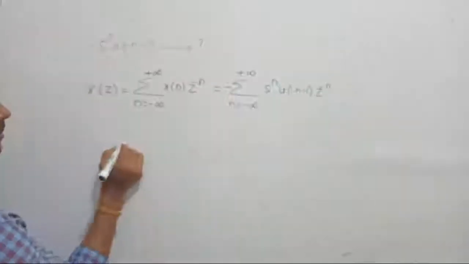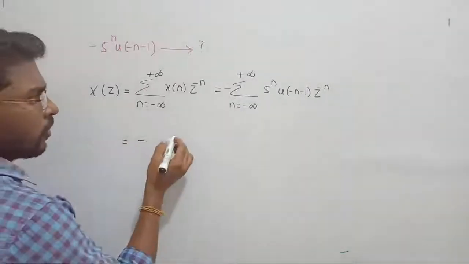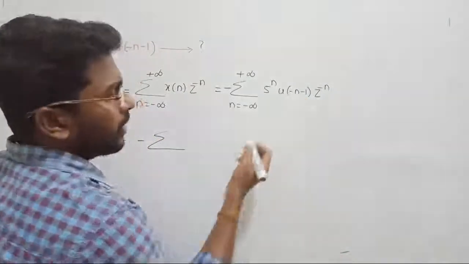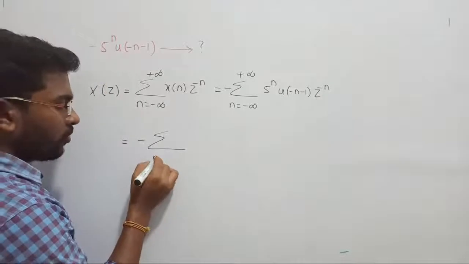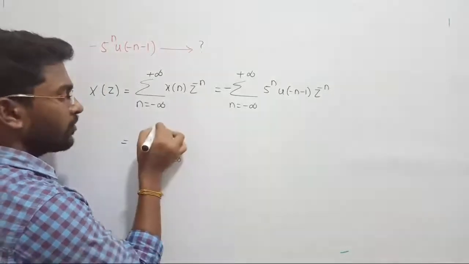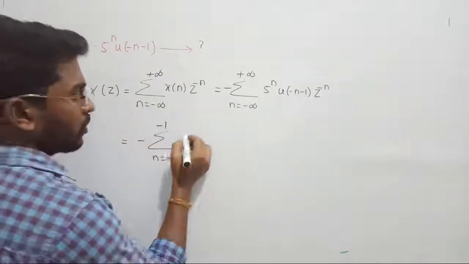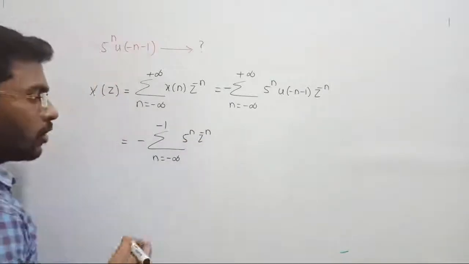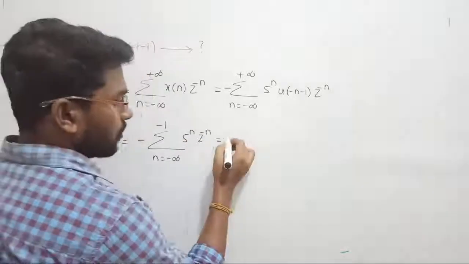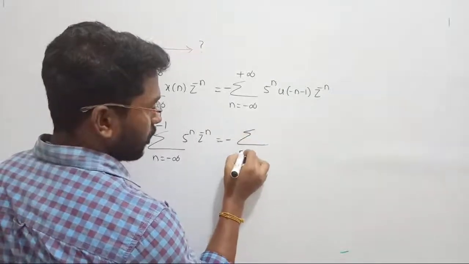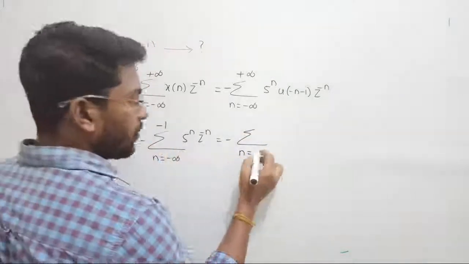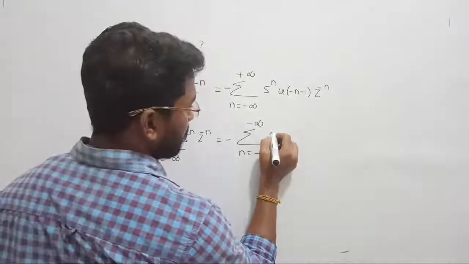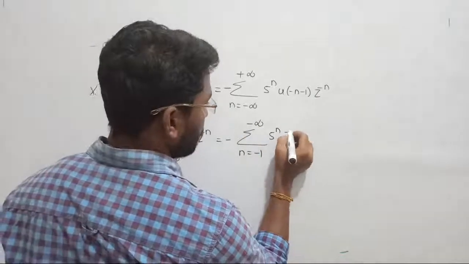In the next step, we found one thing. Since my function u of minus n minus 1 will travel only from n equal to minus infinity to minus 1, that we understood already, we have 5 power n into z power minus n. Now, when we are interchanging the limits, minus summation, you can also interchange, right? Your limit can be written as minus 1 to minus infinity, and we can write the function as 5 power n into z power minus n.